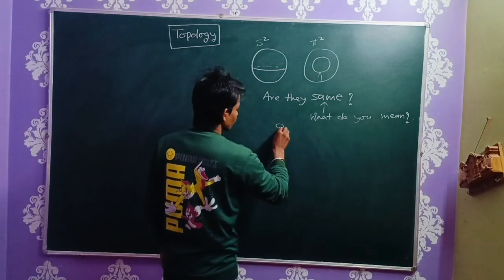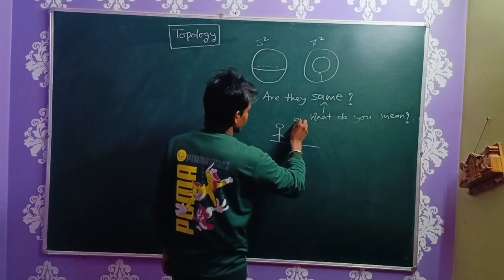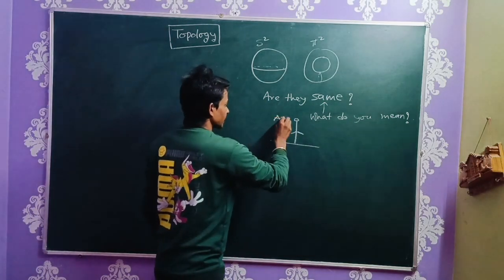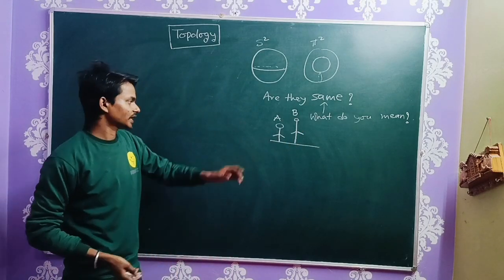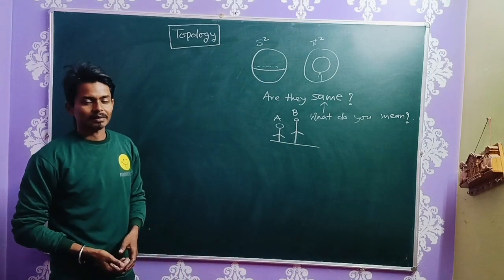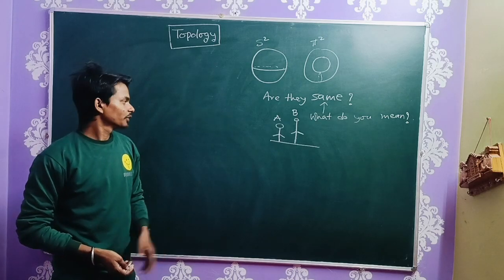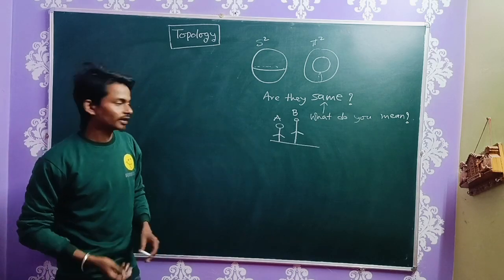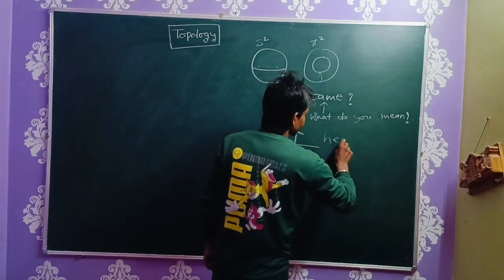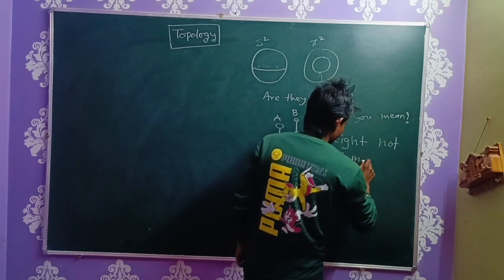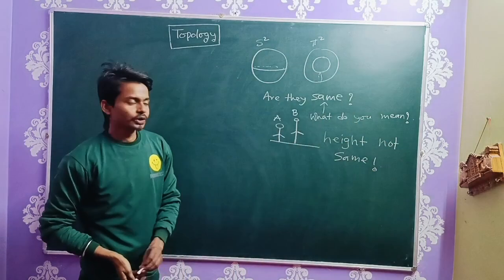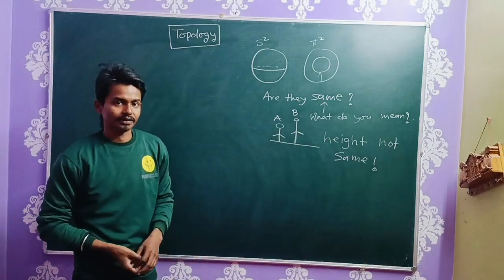Let's say I'm taking two persons standing on the ground, person A and person B. If I ask the question, are these two persons same? Sometimes yes, sometimes no. If you look at these two persons, the heights are different. Height not same. So with respect to height, these two persons are different.